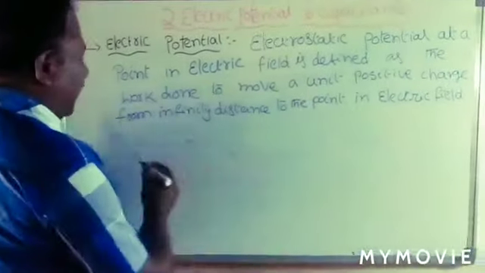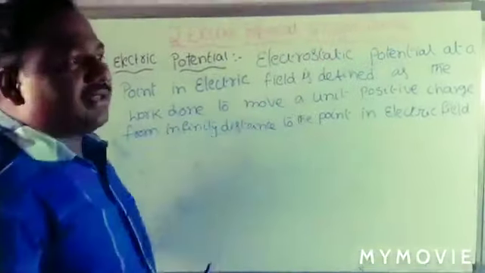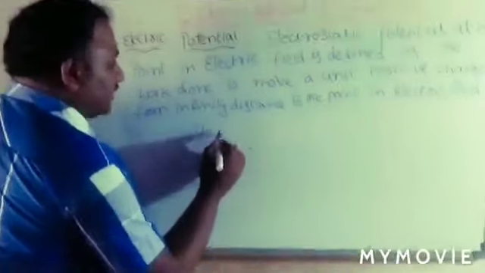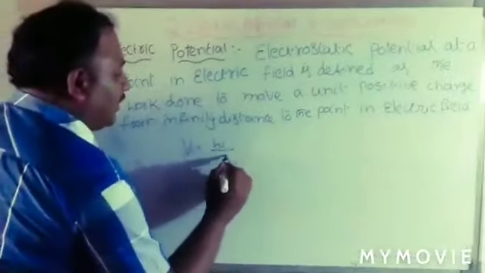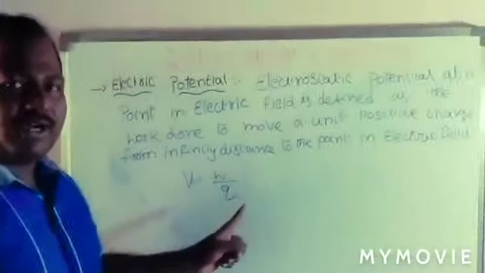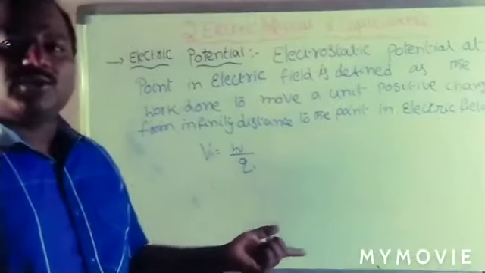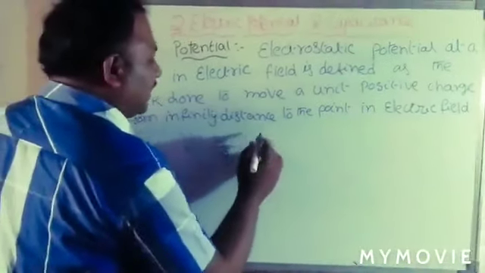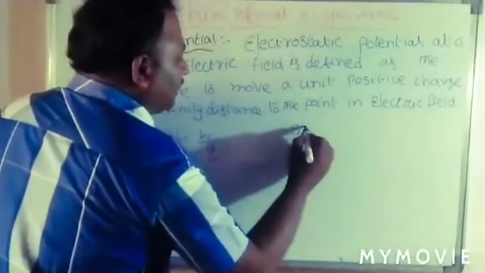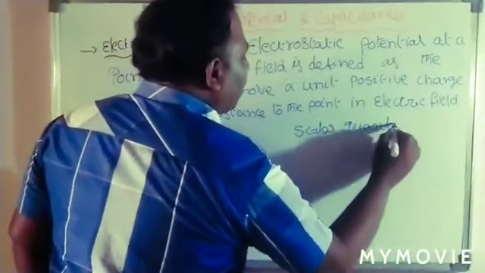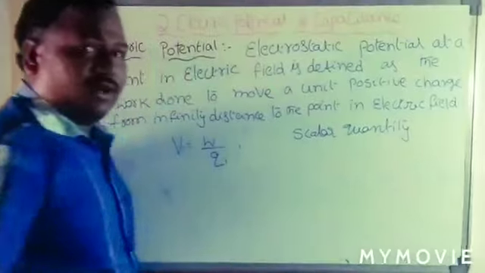Now see here, work is a scalar quantity. From that we take potential equal to work done per unit charge. Here work is a scalar quantity, that is force into displacement, so it is a scalar quantity. Similarly the potential is also a scalar quantity. Remember this, the potential is a scalar quantity.